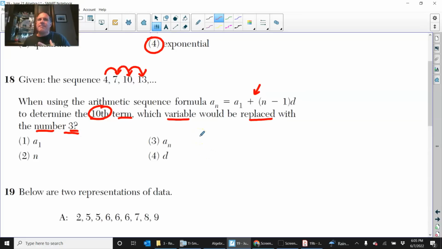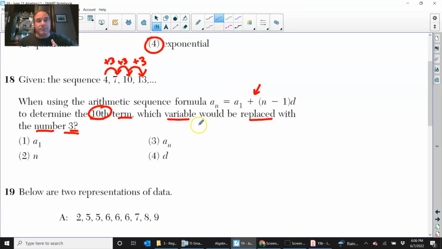So step back. Let's look at the sequence. What's happening from 4 to 7? That's plus 3. What's happening from 7 to 10? That's plus 3. What's happening from 10 to 13? That's plus 3. Probably another plus 3 and another plus 3, right? It's a constant rate.